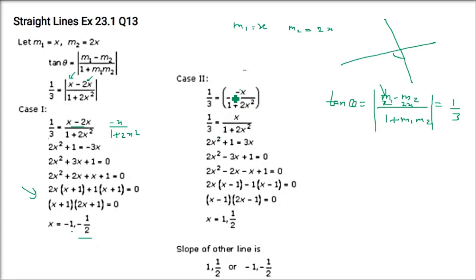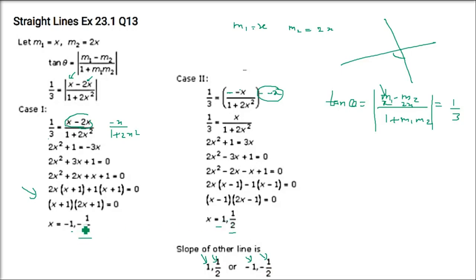Now coming to the negative case, since x minus 2x is minus x, and we are still taking the negative one, minus of minus x will be plus x. So it will be 1 by 3 equals x by 1 plus 2x square. Now make a quadratic equation, and the solution will be 1.5. So the slope of one line, that is x, is 1.5. That is M1. What will be M2? 2 into the value of M1.